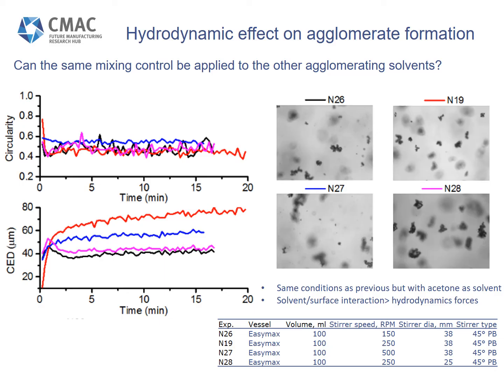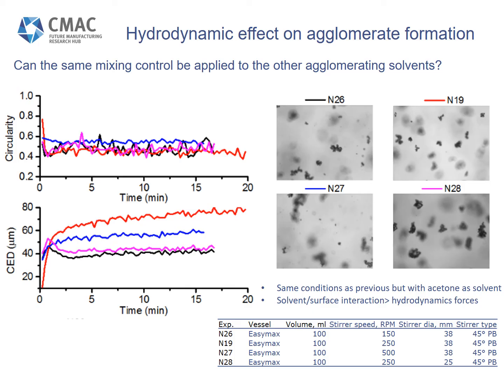But does this control over agglomeration with mixing conditions apply to other solvents as well? Here again, we've taken the same experimental method, but using acetone as a solvent, which we've already identified as having strongly agglomerating behaviour. And although we see some changes in the final particle size, the particles are always agglomerated and end up with the same circularity by the end.